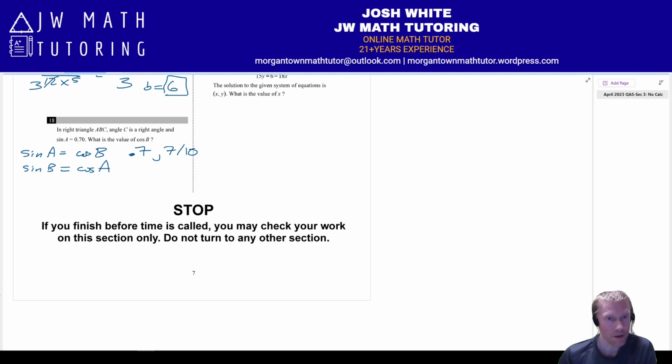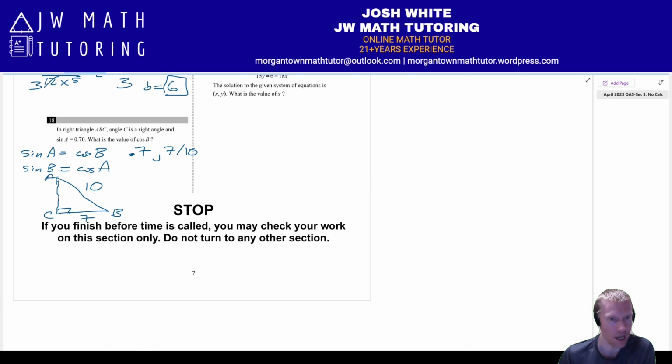Now, if you don't know that property or don't know why that happens, then you could also reason your way through it like this. So we have a triangle here. C is the right angle. Let's put B down here. Let's put A up here. Okay, we know sine of A is 0.7, so I'm going to say that this is 7 and this is 10, but if you wanted to make it 0.7 and 1, that's fine. You could just as easily do that as well, okay?